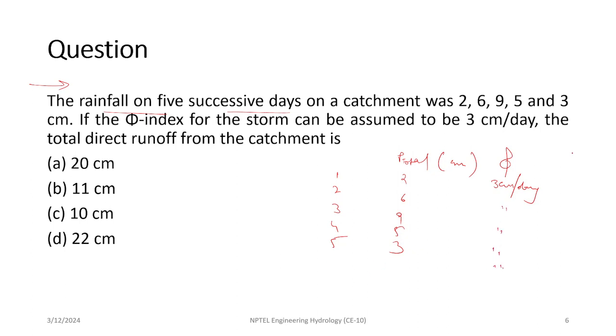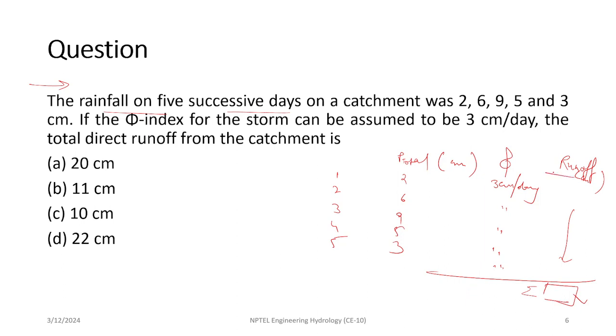Now it is asking us to compute the total direct runoff from the catchment. Cumulatively, we have to sum up all these units at the end. Firstly, we will calculate the runoff individually in centimeters, and then we will take the sum of all these readings together to give the final reading, that will be the total direct runoff from the catchment.